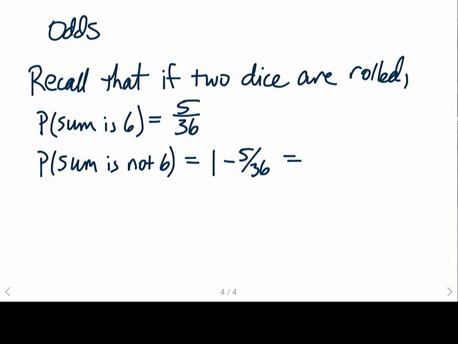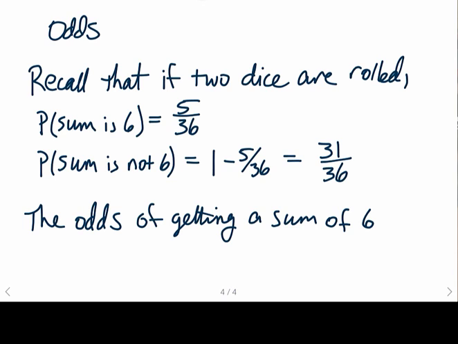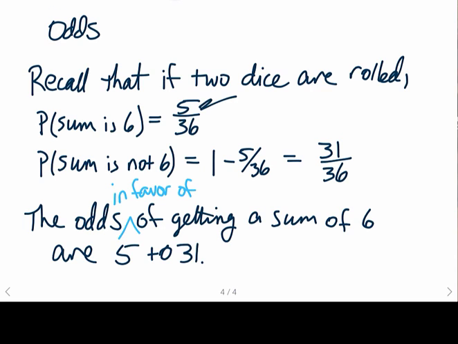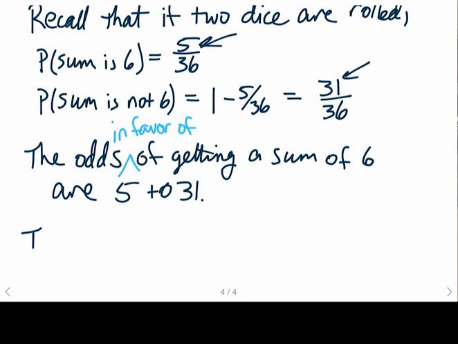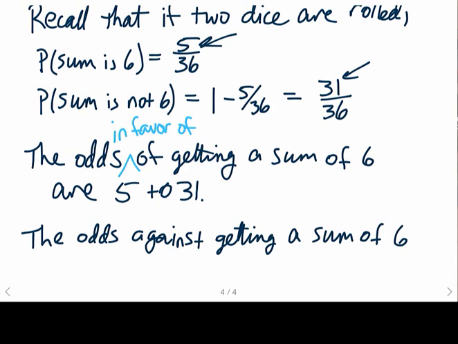In other words, the number of ways that you can get a sum that's not 6 is 31. So the probability of getting not a sum of 6 is 31 out of 36. The odds, then, and maybe it's more accurately said, the odds in favor of getting a sum of 6, are 5 to 31. You see, we're just taking the numerators of the probabilities there. So we could also say the odds against getting a sum of 6, you reverse them, are 31 to 5.